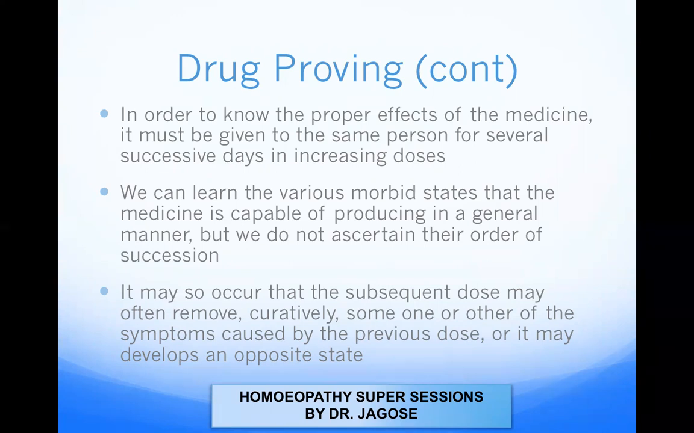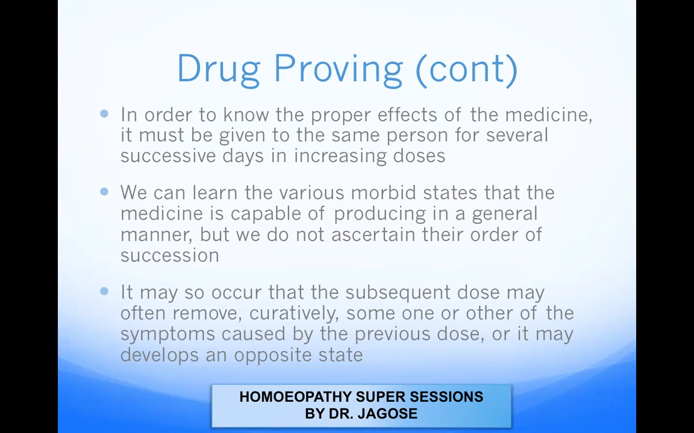Just in part 3, I've told you that if you want to know the correct effect or the proper effect of the medicine, it has to be given to the same person for several successive days in increasing doses. That means the doses should be increased for a period of time when a good reaction occurs. We can learn the various morbid states that the medicine is capable of producing in a general manner, but we do not ascertain their order of succession.